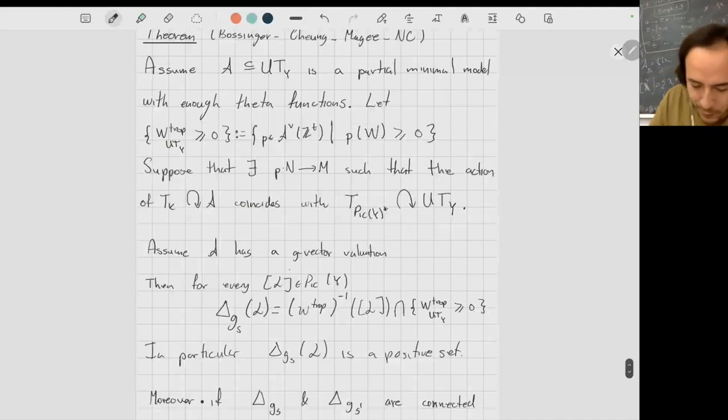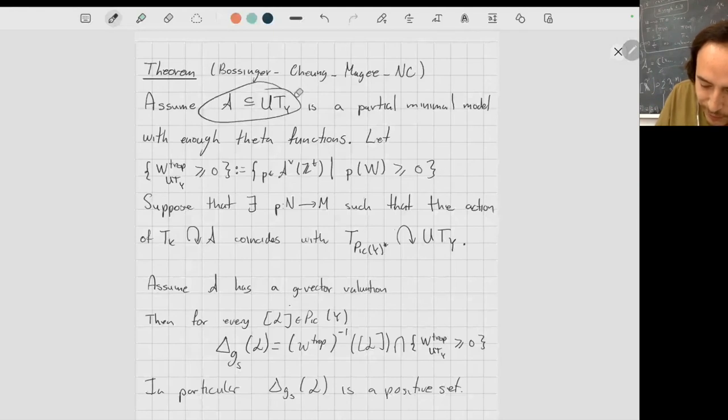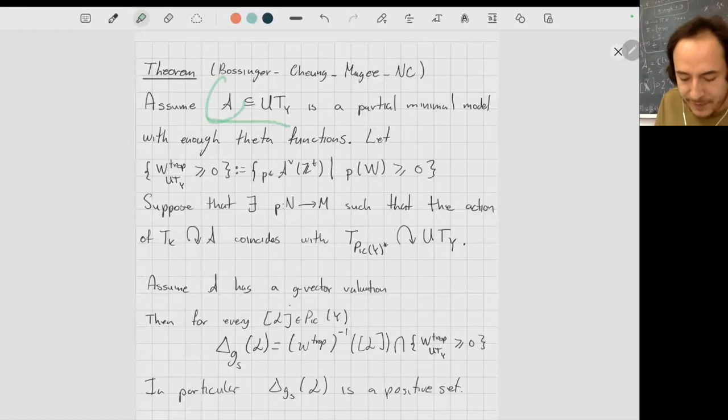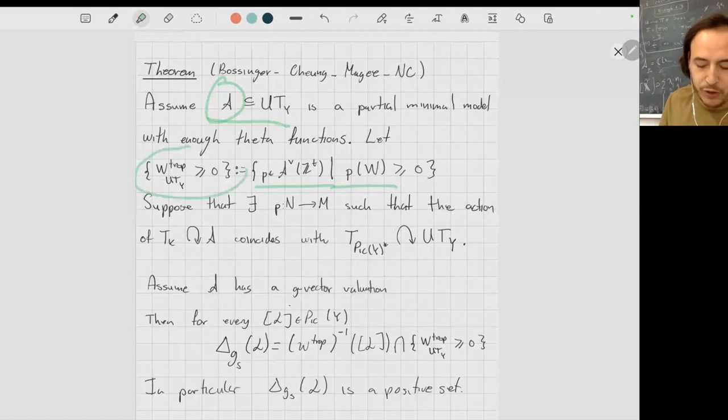So the main theorem is: we assume the universal torsor of Y has an A cluster structure, or moreover, it's a partial minimal model with a set of functions on an A cluster variety. We consider the cone parametrizing the functions on the universal torsor. This is given by the tropical points for which the superpotential is regular. I will denote this set as W trop of UT(Y) greater than or equal to zero.